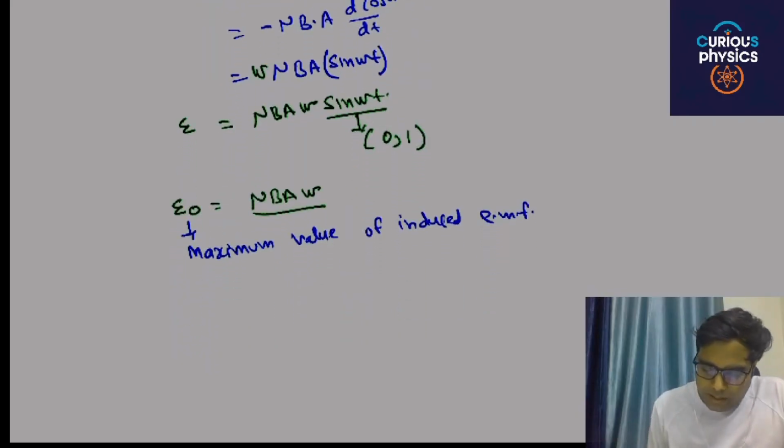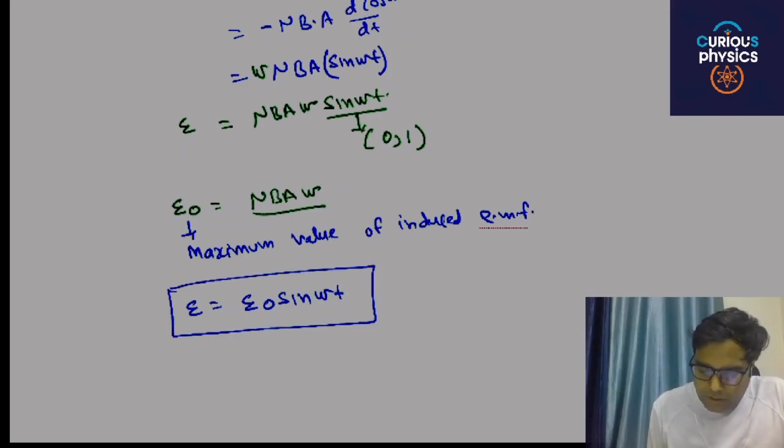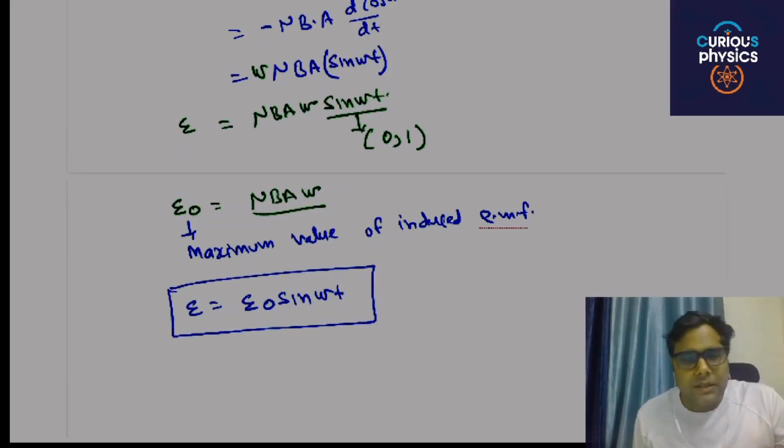So you can write induced EMF is E max or E naught sin omega t. Are you able to understand my point or not? This is basically the induced EMF in an AC generator. If this is the induced EMF, you can easily generate the current. Are you able to understand my point?